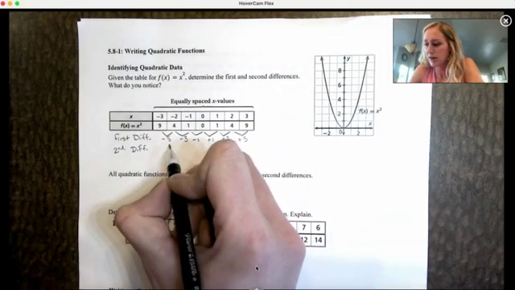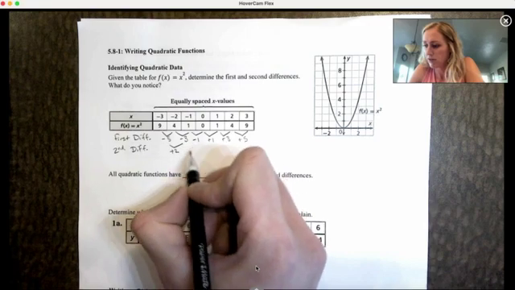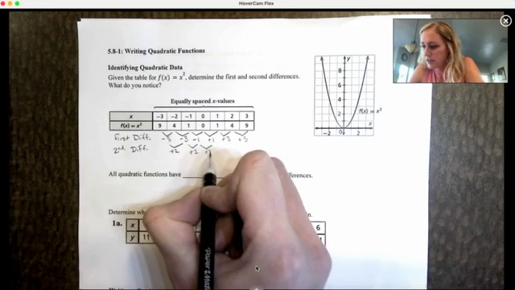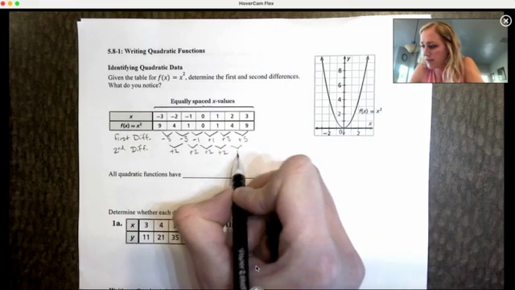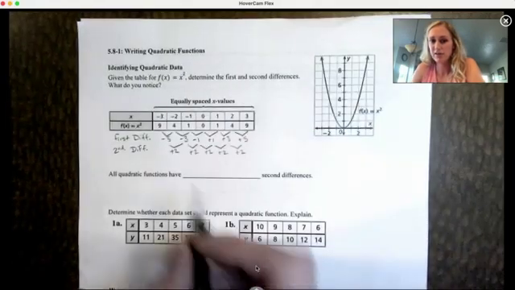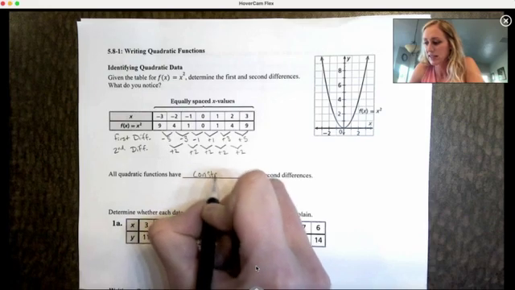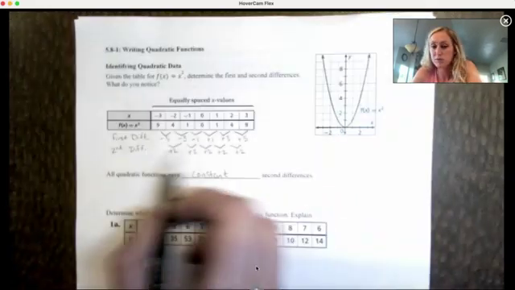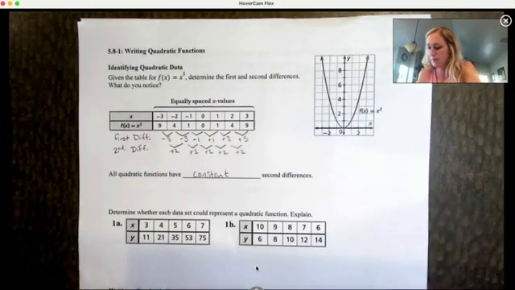From -5 to -3, they're going up by 2. Then -3 to -1, also up by 2. -1 to 1, up by 2. 1 to 3, up by 2. 3 to 5, up by 2. So that is the second difference. All quadratic functions have constant second differences. It doesn't have to be 2, it could be another number, but it will always be the same number in that second difference column.